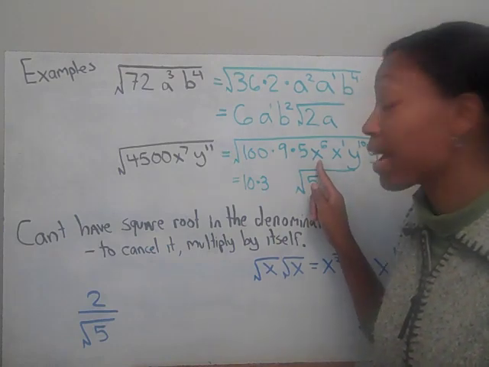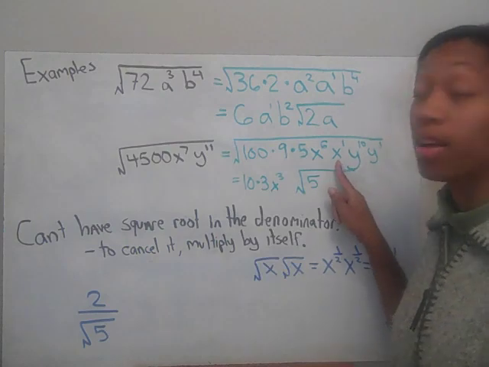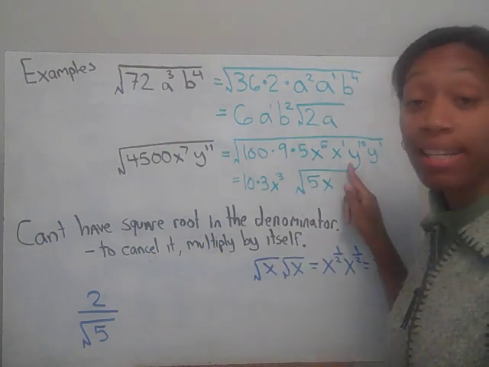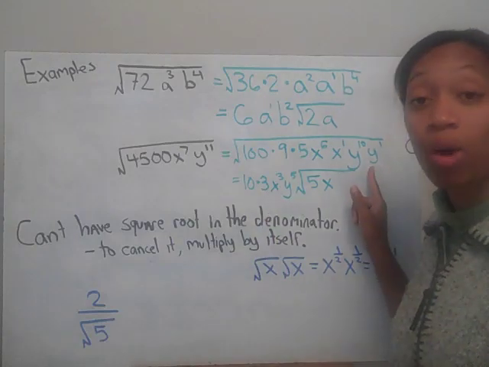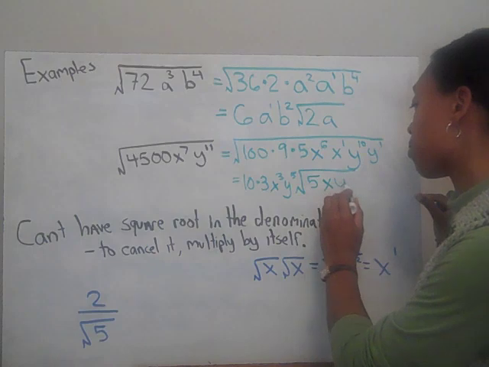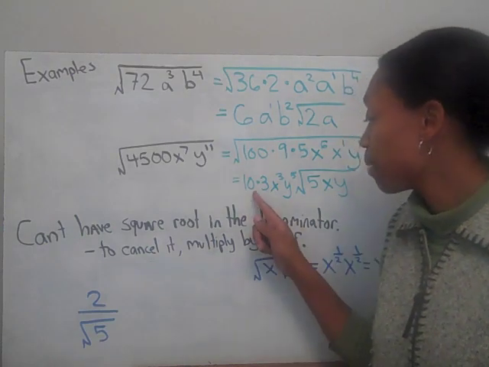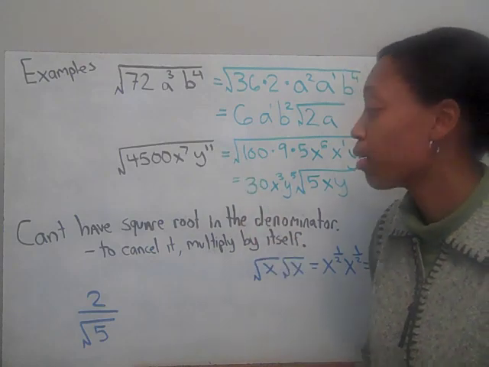The square root of x to the 6, 6 times 1/2 is 3. We have 1x left that's uneven. Y to the 10, 10 times 1/2 is 5. And we have 1y left that is uneven. So here's my answer, except I can simplify a little bit more because 10 times 3 is 30.